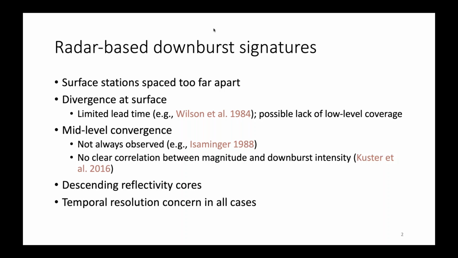And then probably a really primary signature that is used associated with downburst detection is descending reflectivity cores, which reflects an enhanced flux of precipitation downward below the melting level. Obviously, with all radar-based metrics, the temporal resolution of the radar remains a concern, with some of these signatures evolving on the order of 1 to 2 scans.